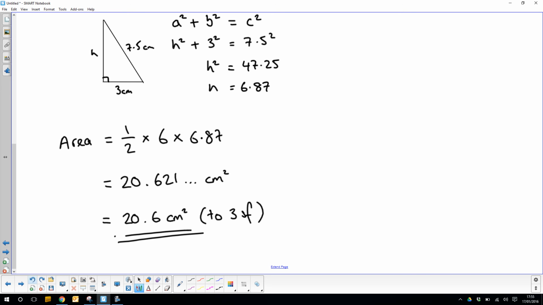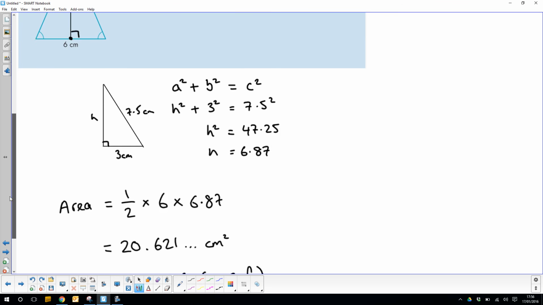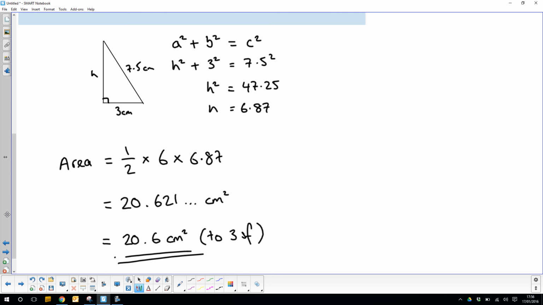Okay, so the main point here is, if you have an isosceles triangle, you can still use Pythagoras' theorem by simply splitting the triangle in half. The important thing that you need to remember is to halve the base if you're going to use Pythagoras' theorem, or certainly maybe draw a little sketch like we did and put on the correct values. Any questions, let me know.